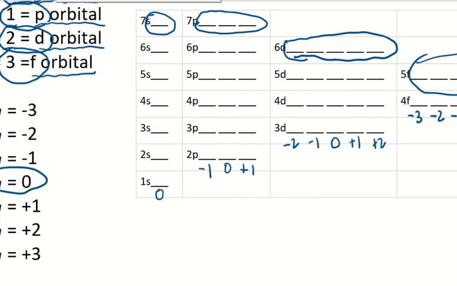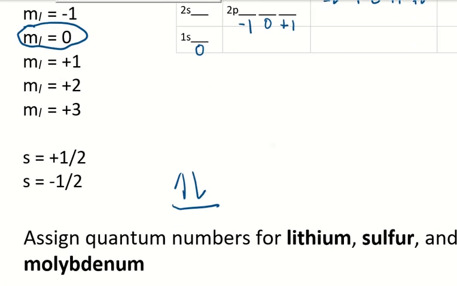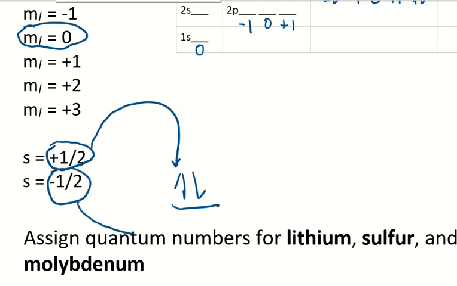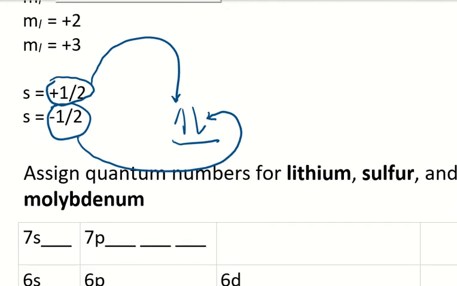The last thing is your spin up or spin down. So, spin up, if you have a spin up electron, it's positive 1/2. If you have a spin down electron, what is it, Blake? Negative 1/2. So they kind of equal out if there are 2 electrons in. Correct. Okay. So, let's go over some examples.